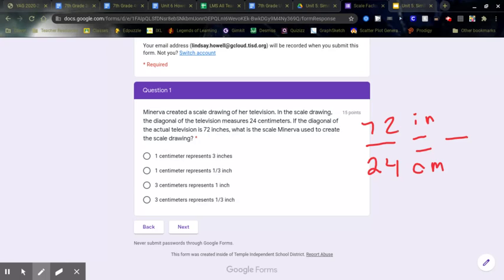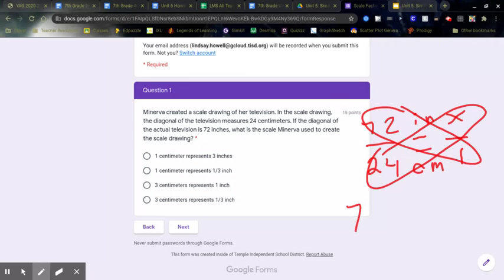What you could do is divide these, 72 divided by 24, and that would help you. But what I would do is ask, how much is 1 centimeter? Because these all start with centimeter. So I'm going to put a 1 here for the centimeter. How many inches is 1 centimeter? That's what I'm going to find. And then we cross multiply and divide.